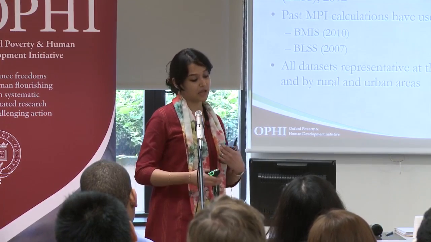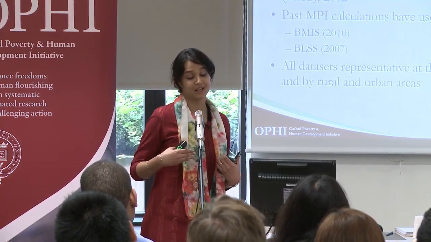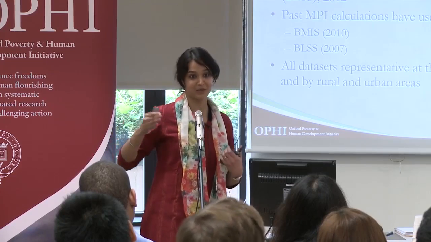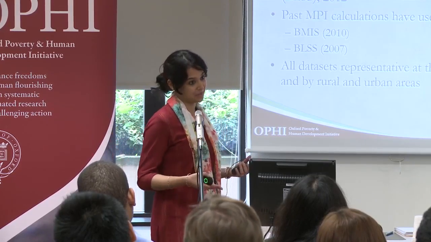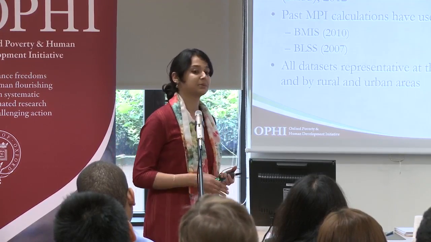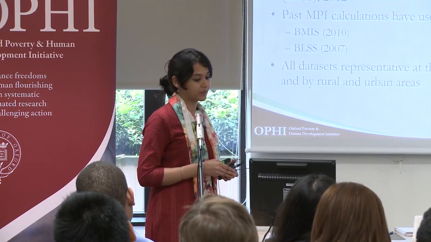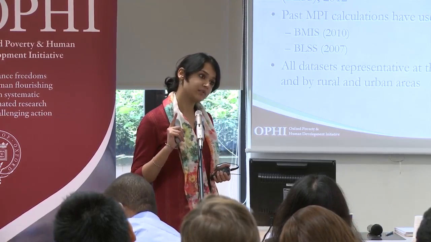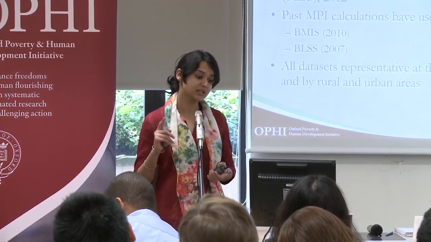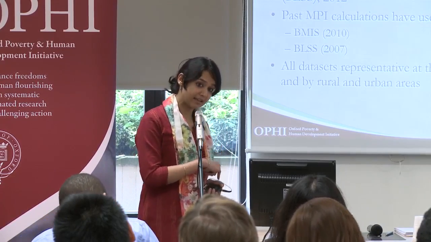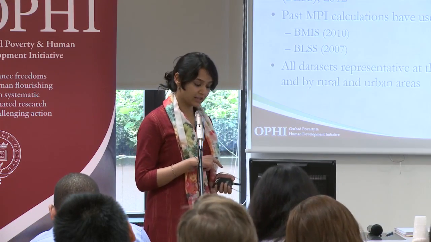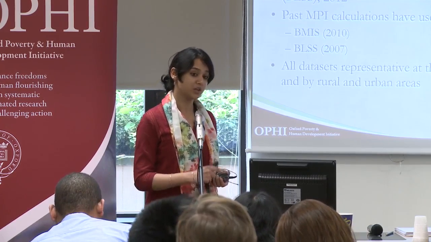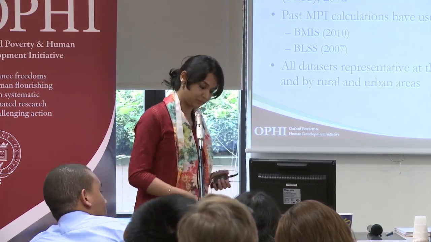Since the intention was to measure progress, when you are doing over-time comparison, it is important that you have similar indicators across time. And that was not the case between 2007 and 2012. And so the MPI measure was first developed around 2010 using the BLSS 2007 survey, and it was again recalculated more recently using the BLSS 2012 survey.